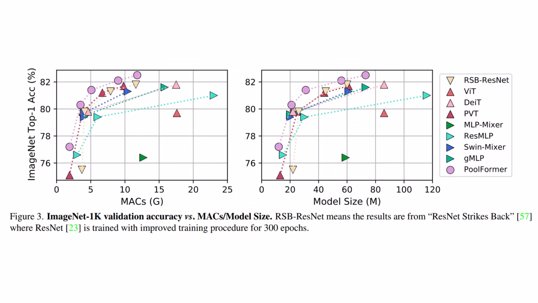And by just looking at this figure, we can see the trend. This figure actually just depicts the same table, but it is now more understandable. So the figure at the left compares the multiplication accumulation operations, and the figure at the right compares the model size, which is the number of parameters. And in both cases, PoolFormer wins and has a better ImageNet top 1 accuracy, while it has fewer parameters and fewer multiplication and accumulation operations.